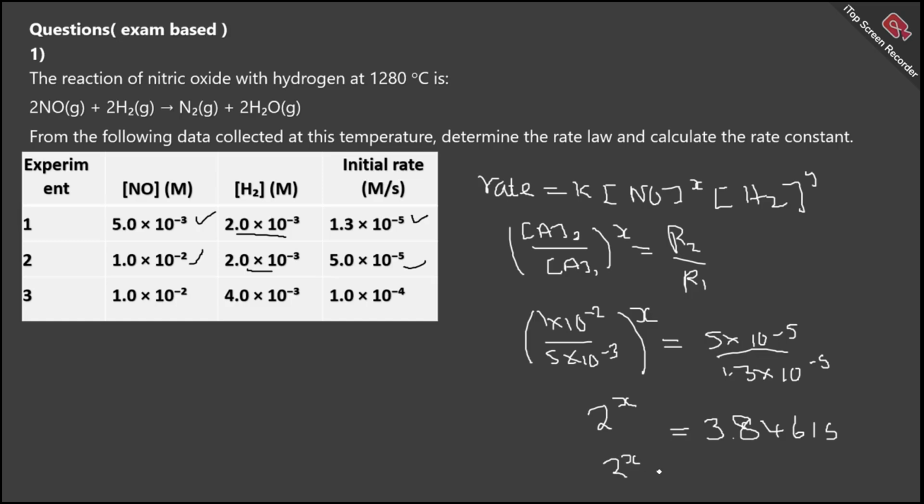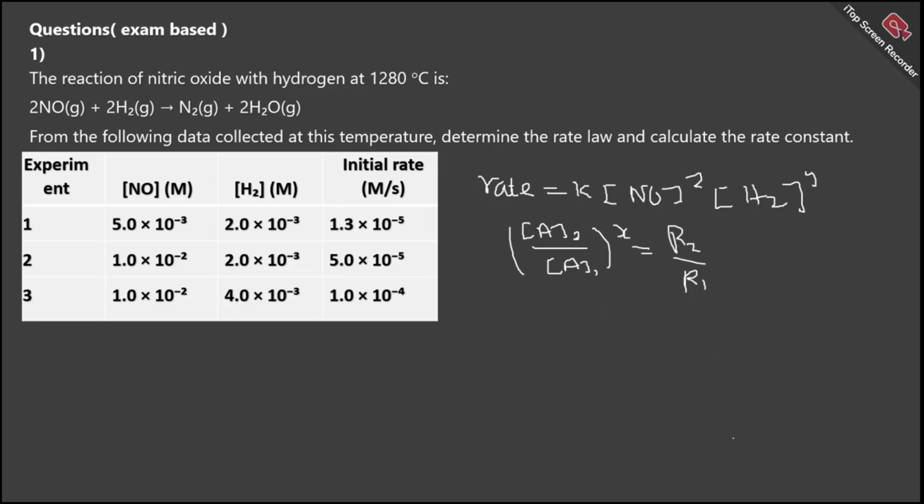Then what do you do next? This should be a whole number, so rounding off gives us 4. Then what are you going to do here? 4 is actually the same as 2 raised to the power 2. So the value of x is actually going to give us what? 2. Okay, so for nitrogen monoxide, the order of reaction is 2. You go to the next one.